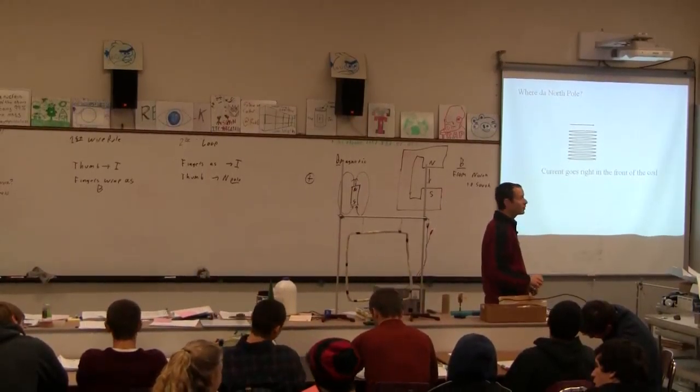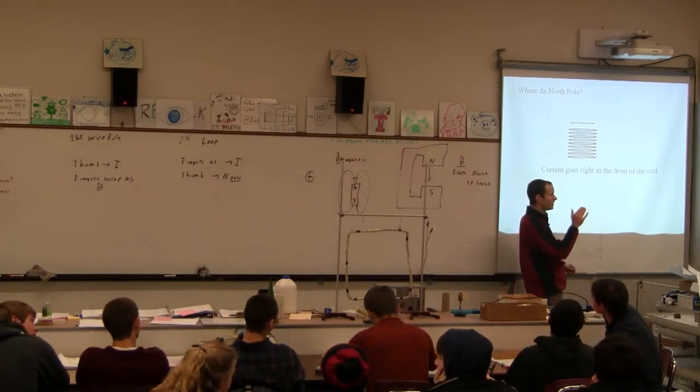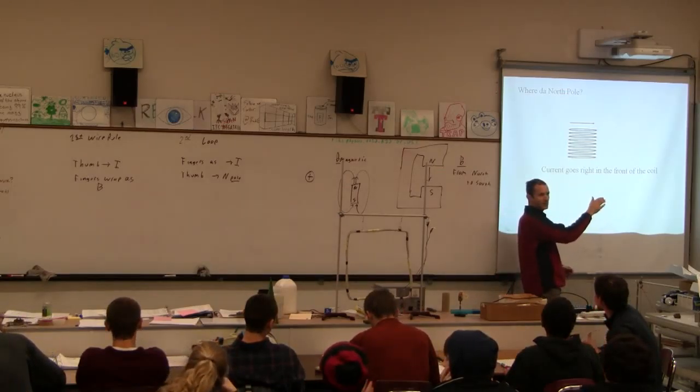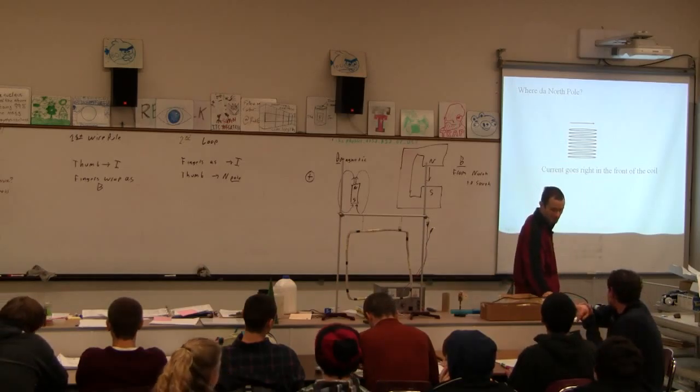How about this one? Current's going to the right on the front of the coil. So it must be going this way, right? Which way is our north pole? Straight up, the top side's the north pole.